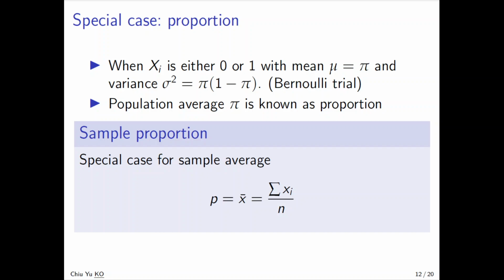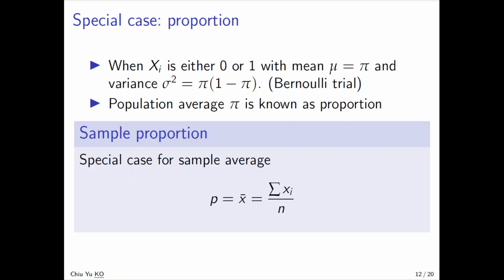So the population mean mu is called pi. Sometimes we will call pi the population average, and sometimes it's called proportion, because naturally this mean, adding up divided by n, is a proportion, right? And the variance will be pi times 1 minus pi. That is coming from the binomial trial. So the binomial trial has mean pi, and the variance will be pi times 1 minus pi.